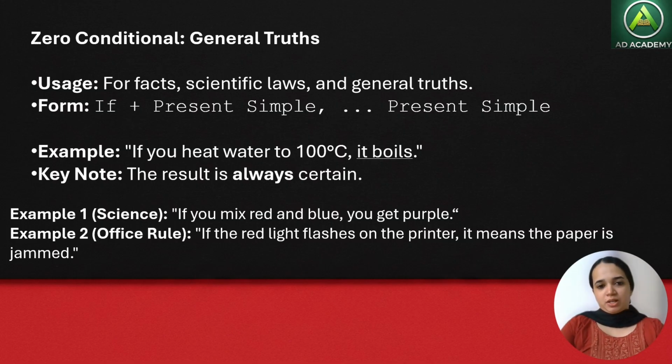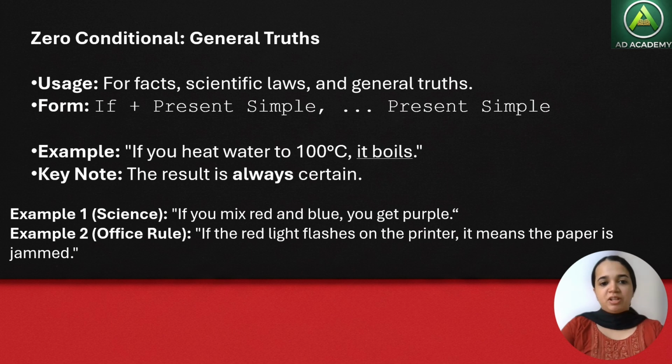If you heat water to 100 degrees Celsius, it boils. That is a truth. There is no probability there. It should happen. The keynote is that the result is always certain, so that's why it is known as general truth. Another example sentence: if you mix red and blue, you get purple. If you mix red and blue is the condition, and I have used the simple present tense there. And in the independent clause, you get purple, that is in simple present.